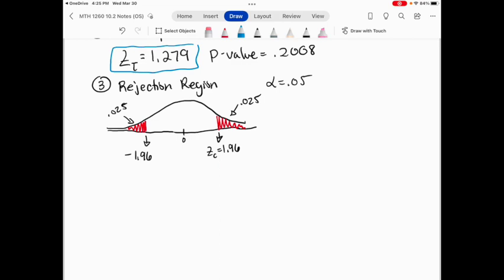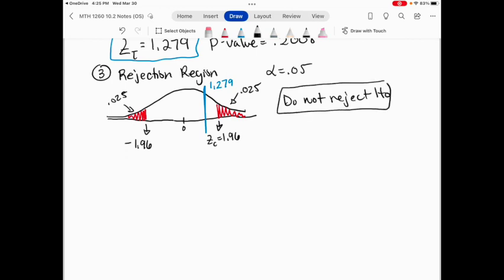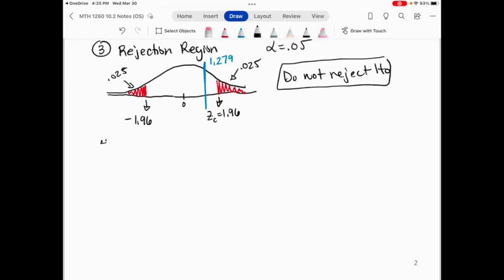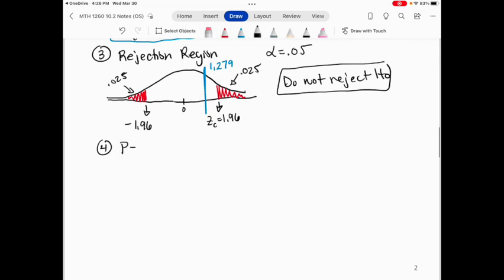Now I'm going to look at my test statistic here. My test statistic is 1.279. So when I look at that on the graph, 1.279 is between 0 and 1.96. That's right here. So that doesn't fall in the rejection region, which means I'm going to say, do not reject the null hypothesis.